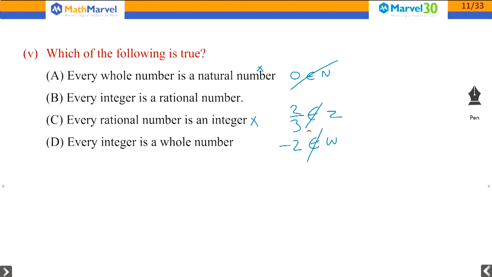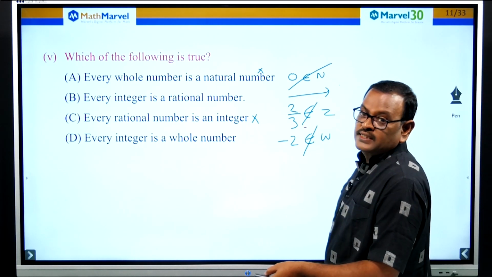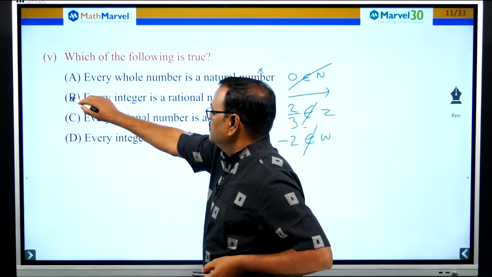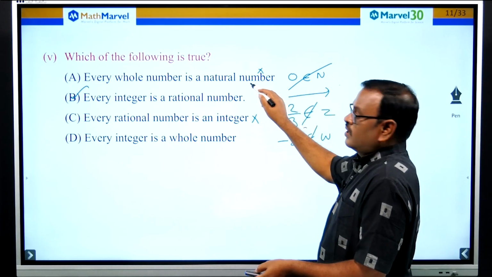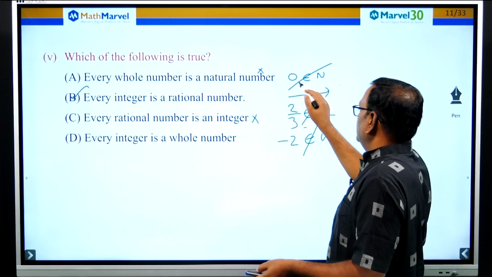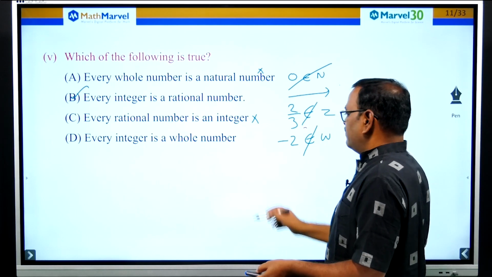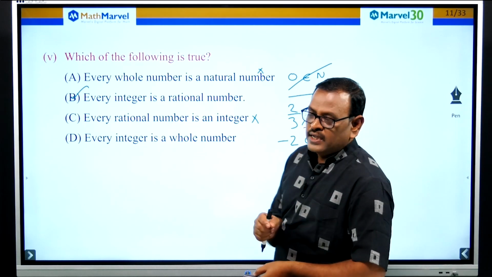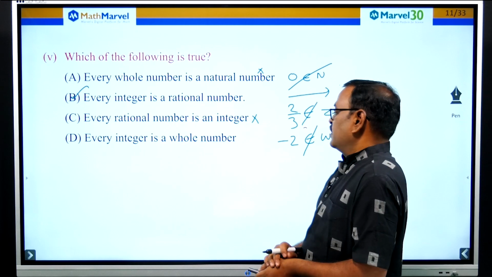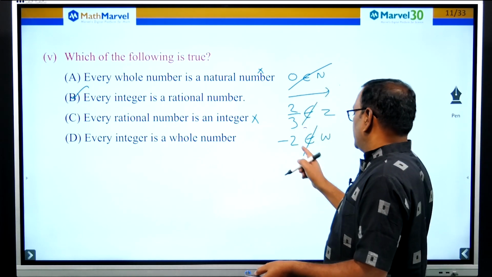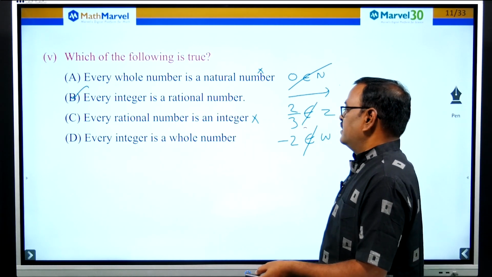Every integer is a rational number, because any integer divided by 1 can be written as a rational number. The correct option is B: every integer is a rational number. And the reasons the others are wrong: every whole number is a natural number, but 0 is not a natural number. Every rational number is an integer, but 2 by 3 is not an integer. To disprove any result, you can show that the result is wrong for one particular example, then the statement is not true. Every integer is a whole number, but -2 is not a whole number, and hence the correct option is every integer is a rational number.